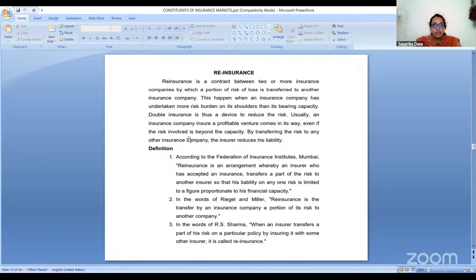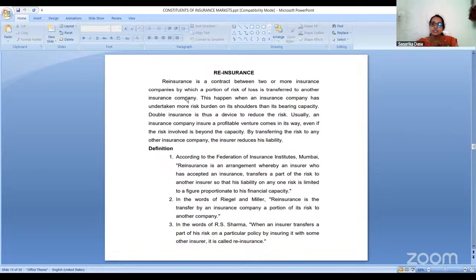Then we have reinsurance. Reinsurance is a contract between two or more insurance companies by which a portion of risk of loss is transferred to another insurance company. Now, reinsurance is a contract between two or more insurance companies. That is, one or more companies will share the risk together. That process we call reinsurance.